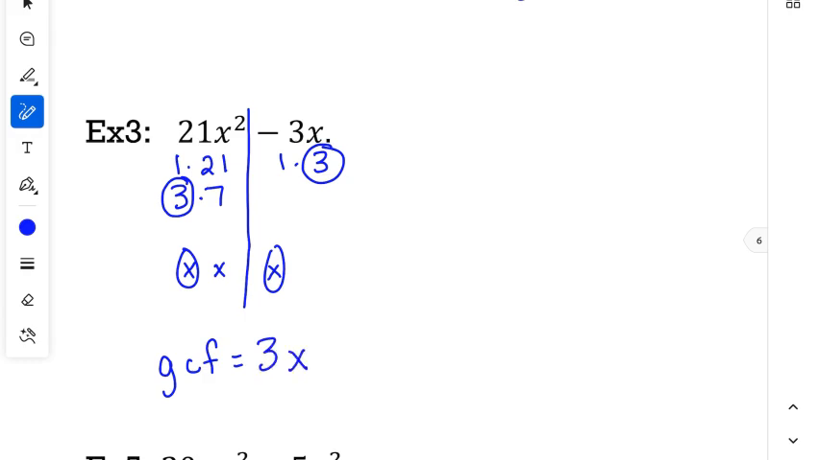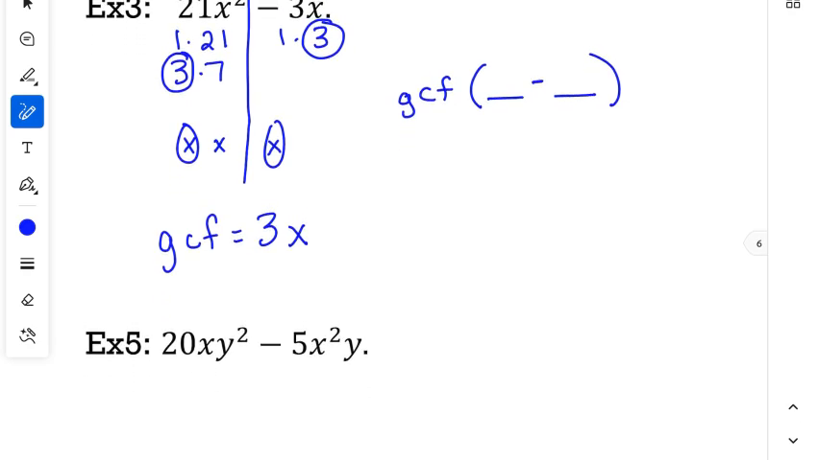So that means my GCF is what I circled, 3x. So I'm going to rewrite it with the GCF out front. And then I have 2 terms, and I have a subtract between them. So it's going to look like that.